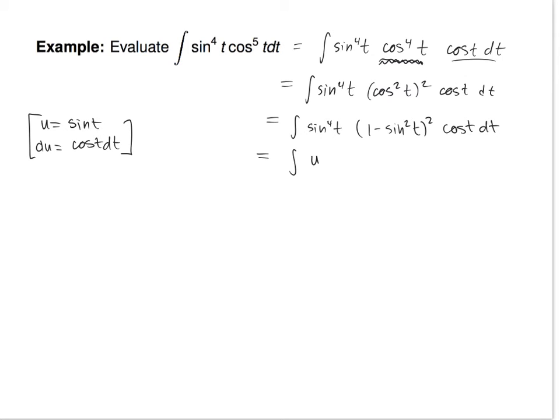Okay, so u to the fourth, 1 minus u squared squared du. Do you guys agree with that substitution? Okay, what do you get when you expand before you distribute the u to the fourth? 1 minus 2u squared plus u to the fourth. Great. Then you distribute, and you get u to the fourth minus 2u to the sixth plus u to the eighth.